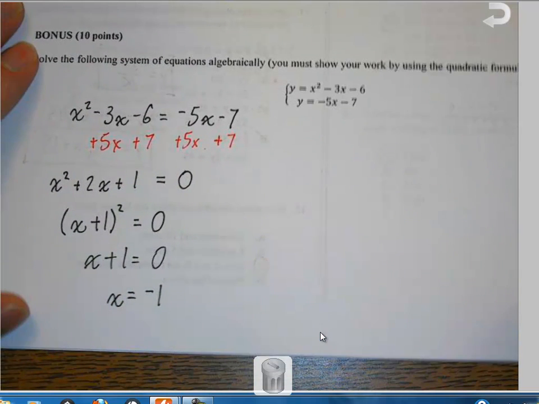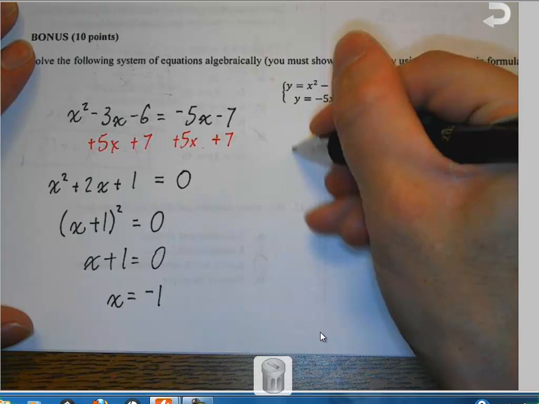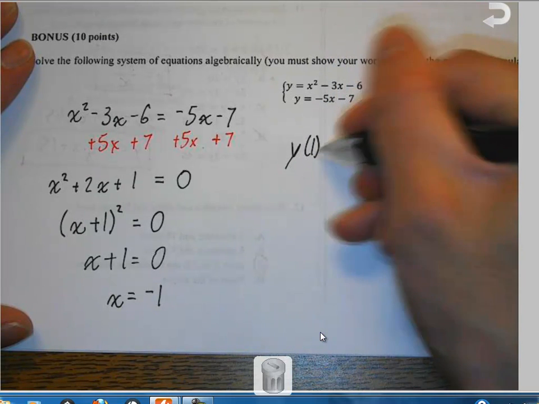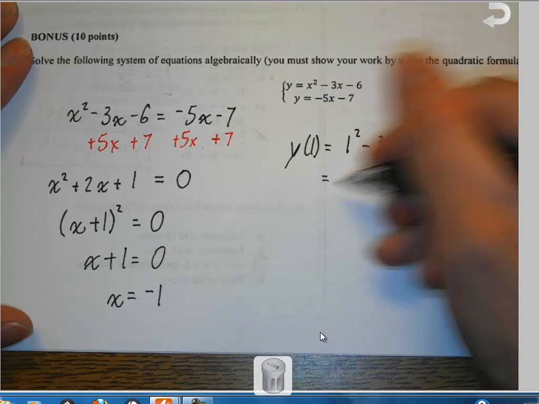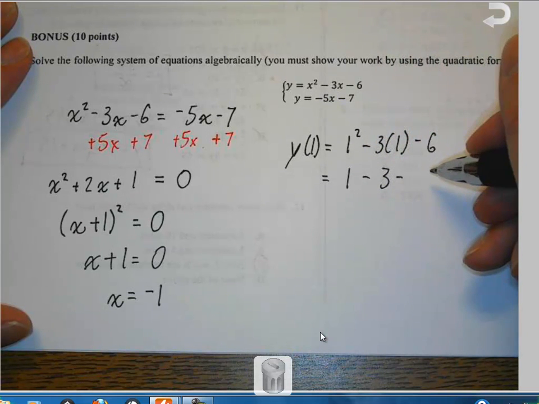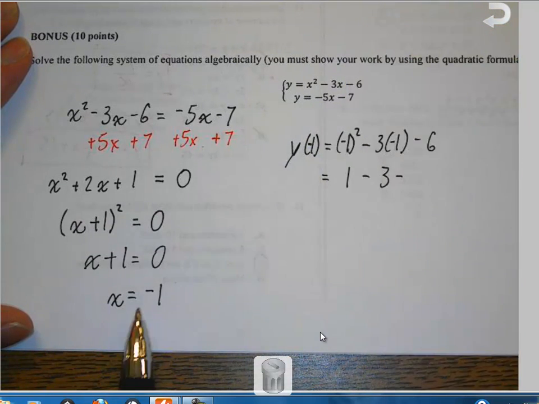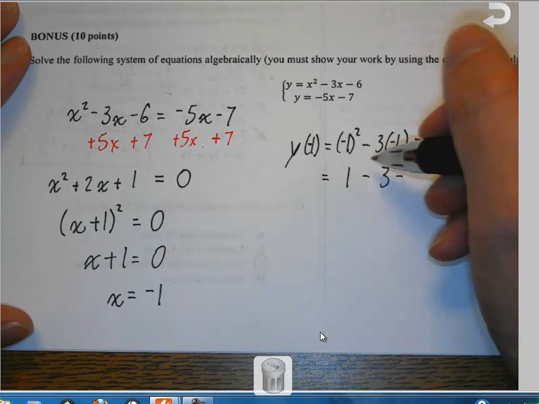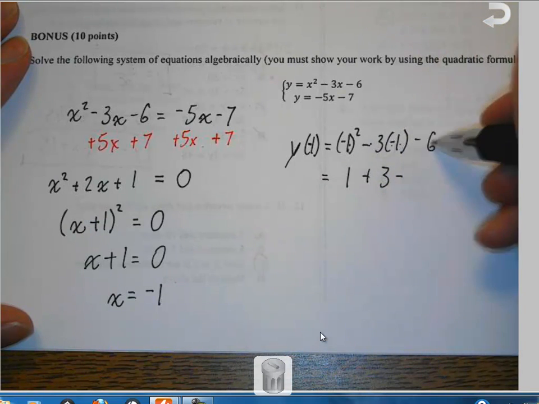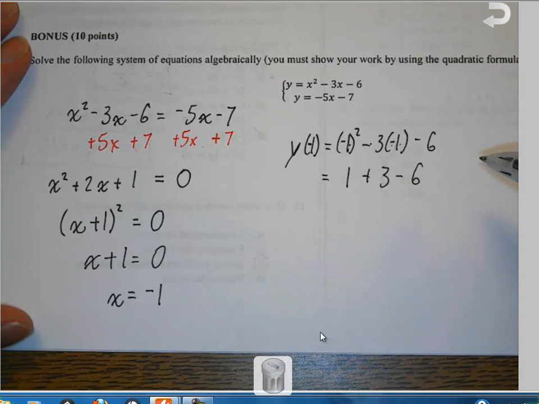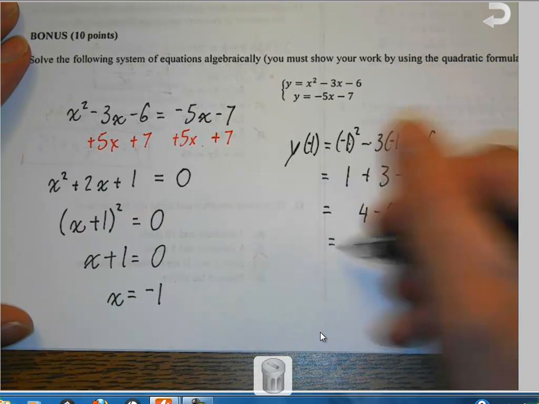Having found the solution for x, you then verify to make sure that the solutions for y are consistent. So, if I evaluate y where x is negative 1, I have negative 1 squared minus 3 times negative 1 minus 6. This becomes positive, this becomes a positive. You have 4 minus 6, which is negative 2.